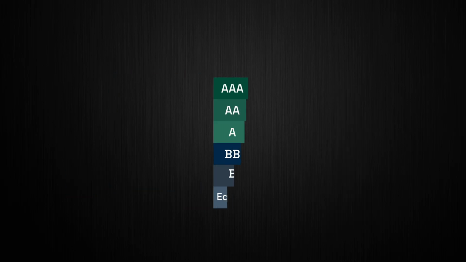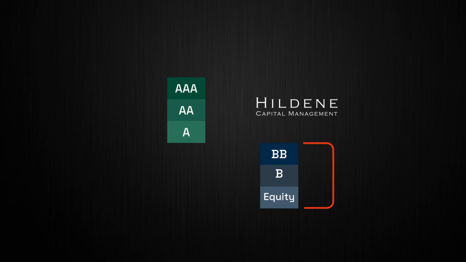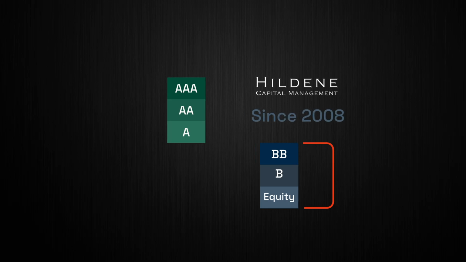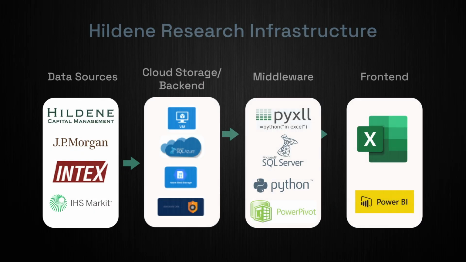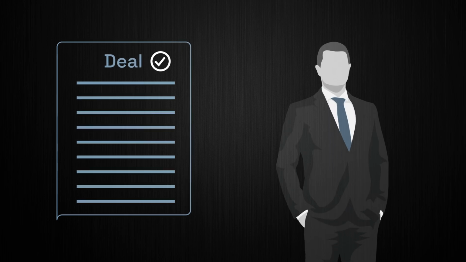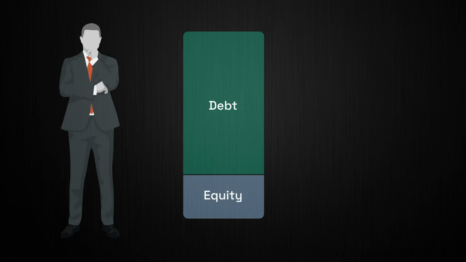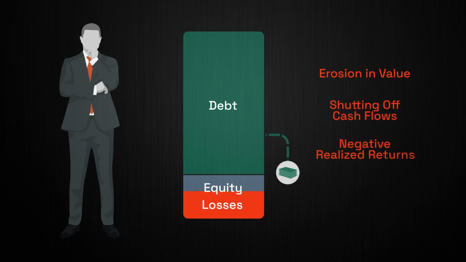Hildene's investments in CLOs are concentrated in the lower parts of the capital structure. Our years of experience investing in structured credit products, along with our proprietary data analysis infrastructure, helps us navigate the CLO investment landscape. At its heart is choosing the right deal and the right collateral manager. An equity investment in a deal with bad collateral and a bad manager can quickly see an erosion in value, shutting off of cash flows, and negative realized returns.